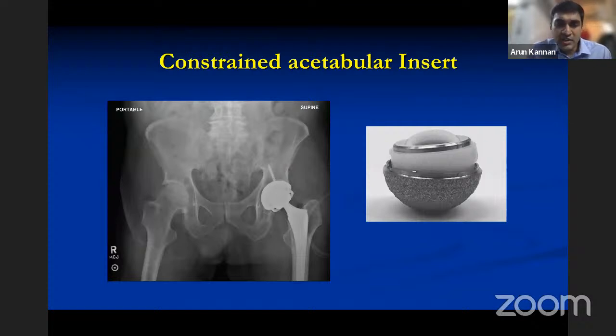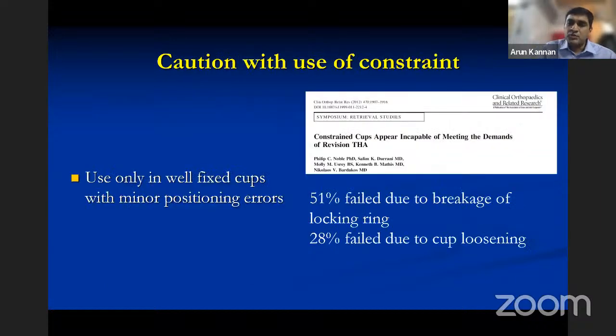Constrained acetabular inserts are totally different. They constrain the head to the cup and they have a locking ring, but they come with a higher price. They have a fairly higher failure rate because it doesn't allow the hip to dislocate, but it puts more pressure on the acetabular bone interface. Therefore, they are generally recommended to be used in a well-fixed cup with minor positioning errors. So in those cases, it can work.